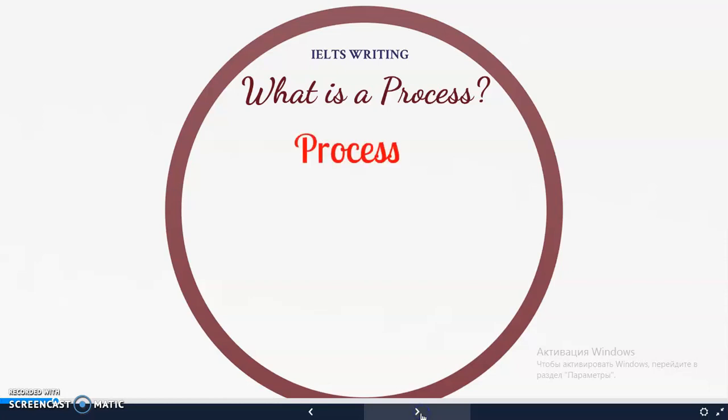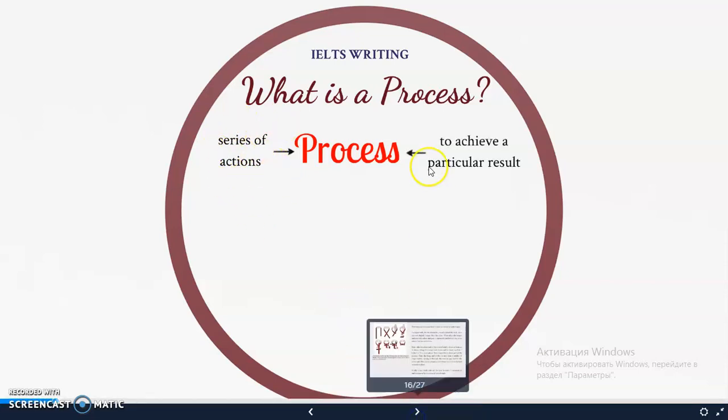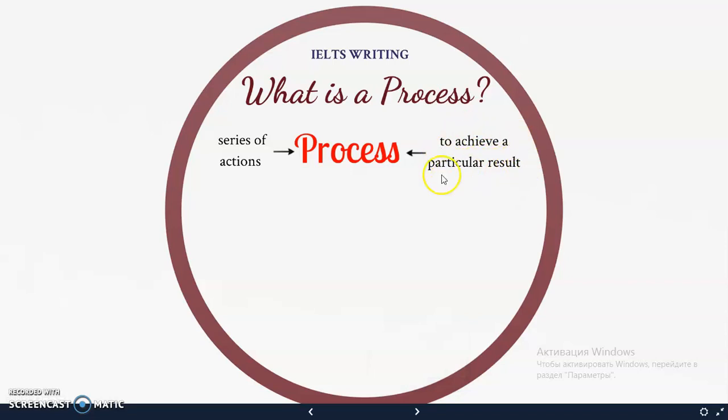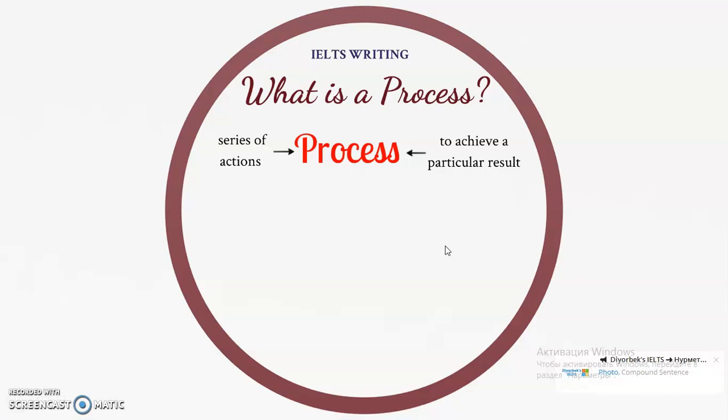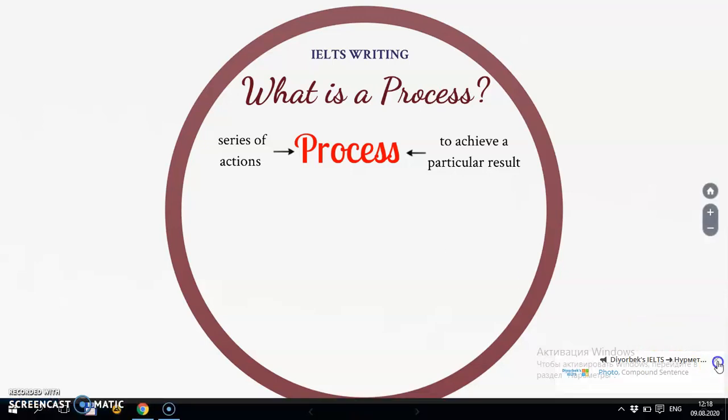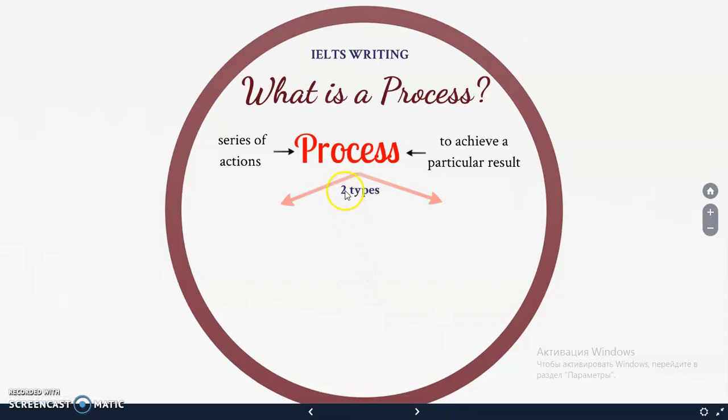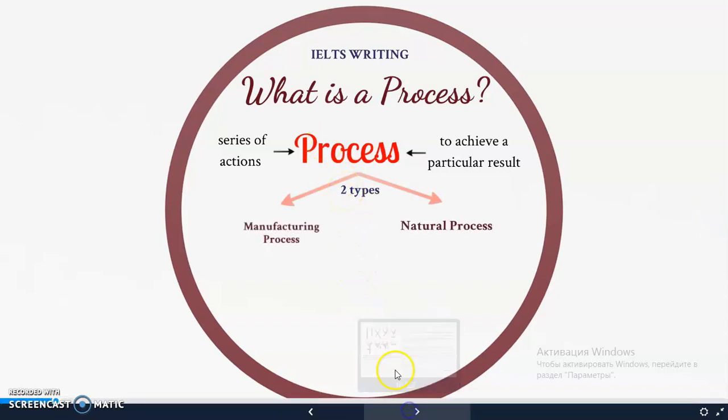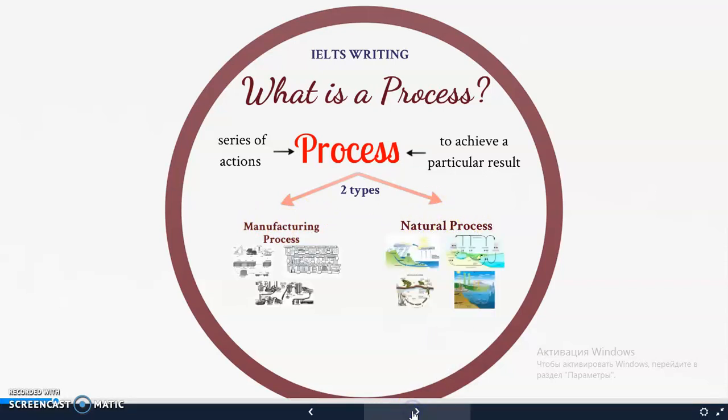What is a process? So process, it's a series of actions, usually a couple of actions, to achieve a particular result, to manufacture or to produce or to gain some kind of result. And there are usually two types of processes: manufacturing process and natural process. So this is a man-made, people do this, and this is a natural, it occurs naturally.